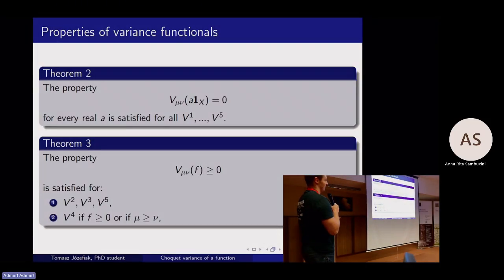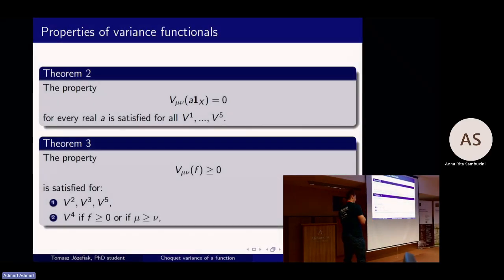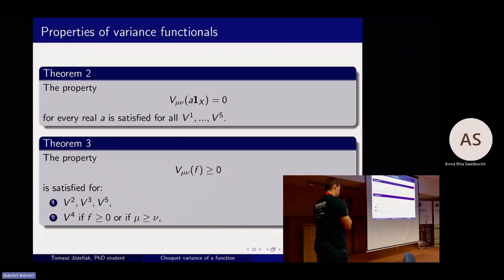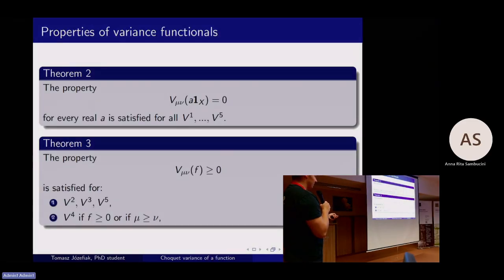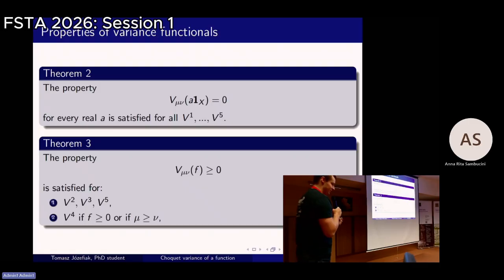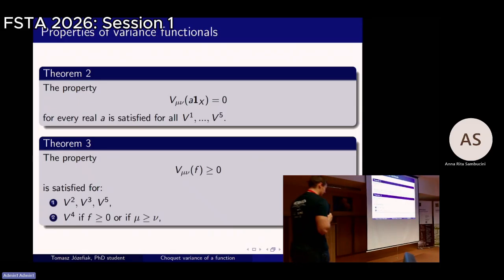So this property, that the variance of a single scalar equals 0, is satisfied for all of them. Okay, this is good, because this also holds for the standard variance. The non-negativity is satisfied only for formulas 2, 3, and 5, and under some circumstances also for V4. And let me recall once again that V5 and V4 were the definitions where we used the concept of the double Choquet integral.